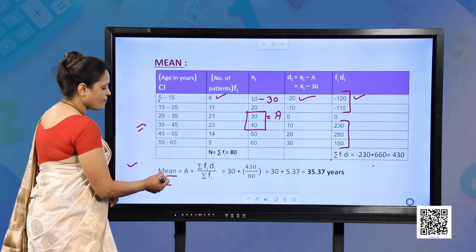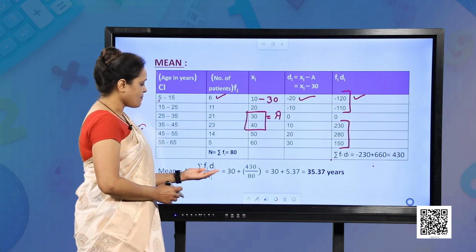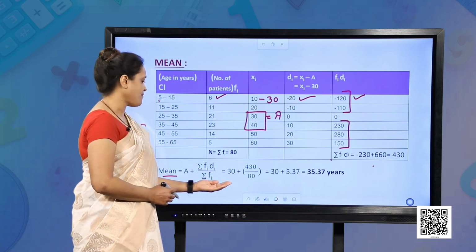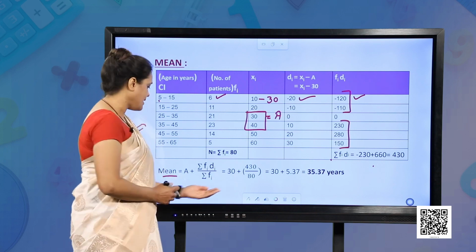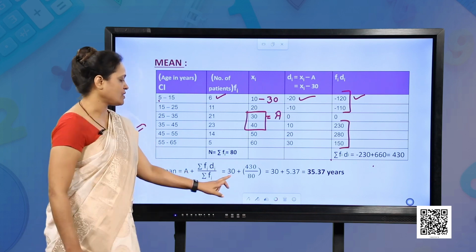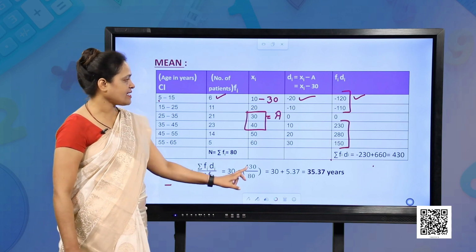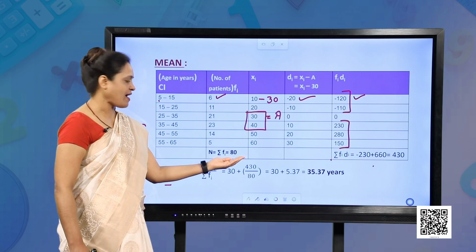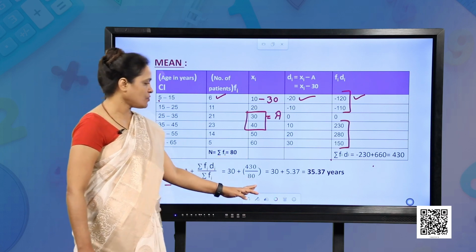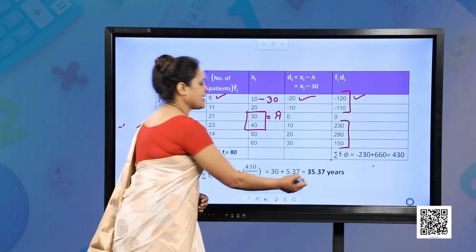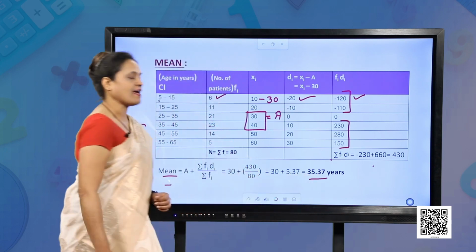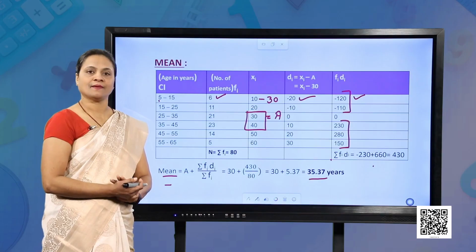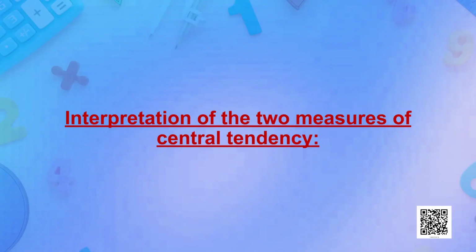The formula of mean was a plus sigma fi di upon sigma fi. Then substituting the values, in place of a I put 30, in place of sigma fi di I got 430. Sigma fi, that was the sum of fi's, is 80. After substituting the values and calculating, I get the mean as 35.37 years.